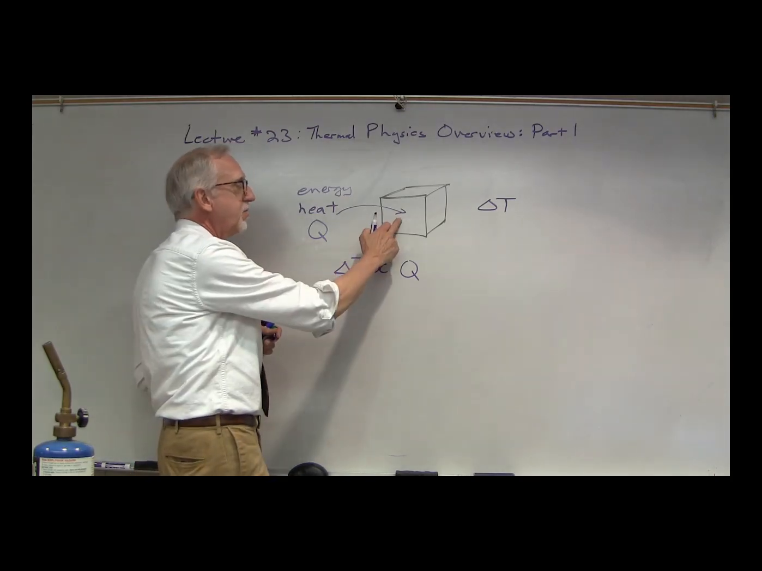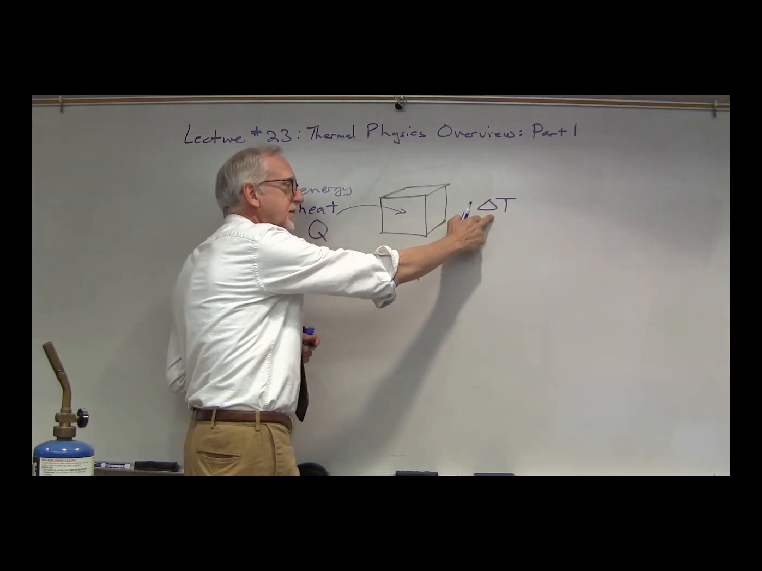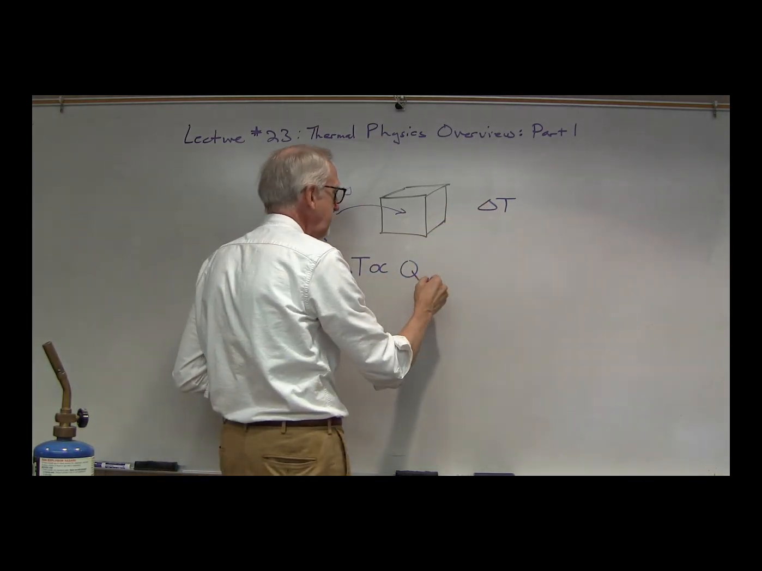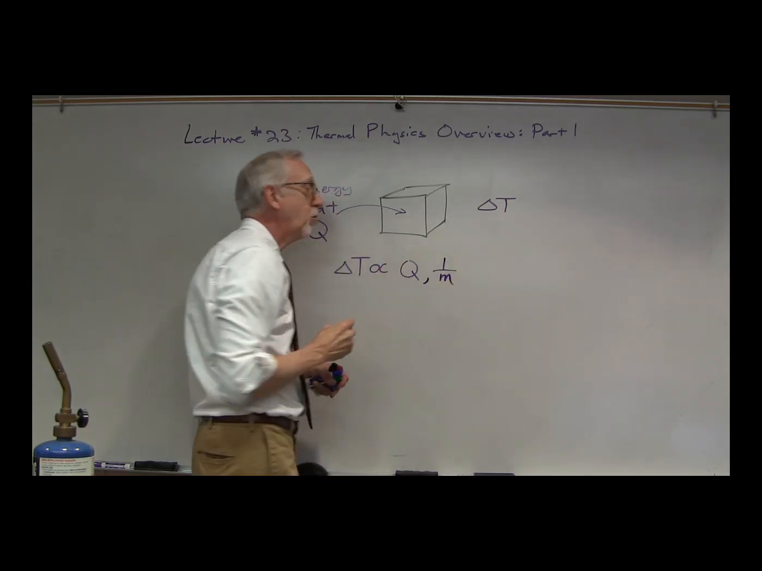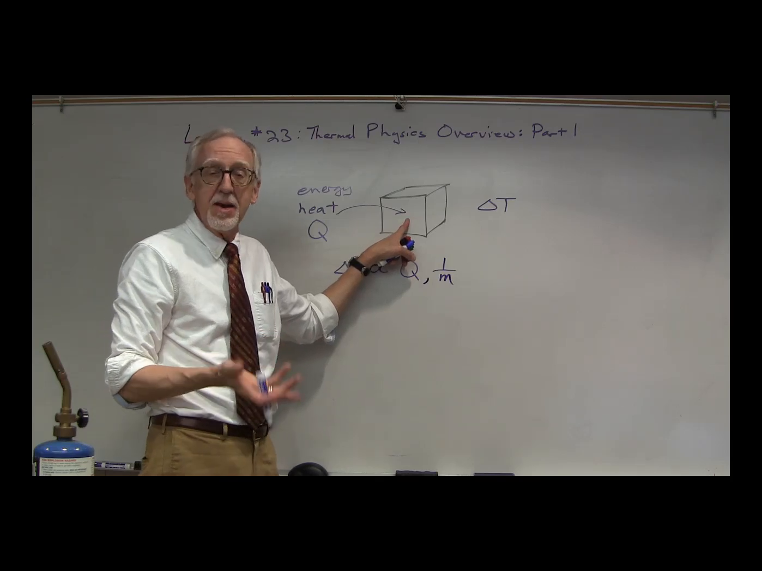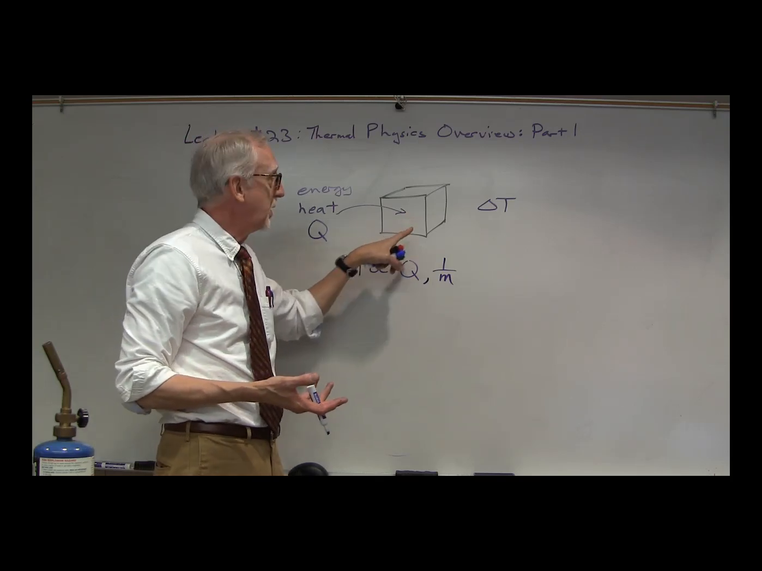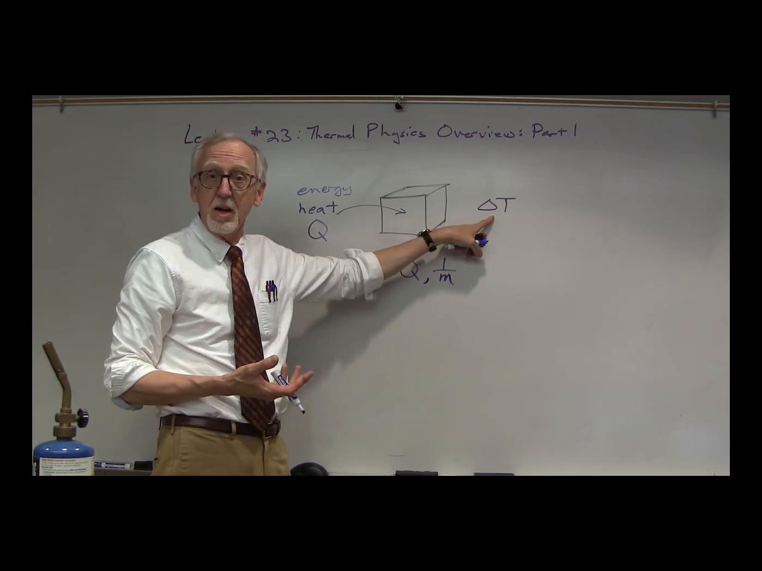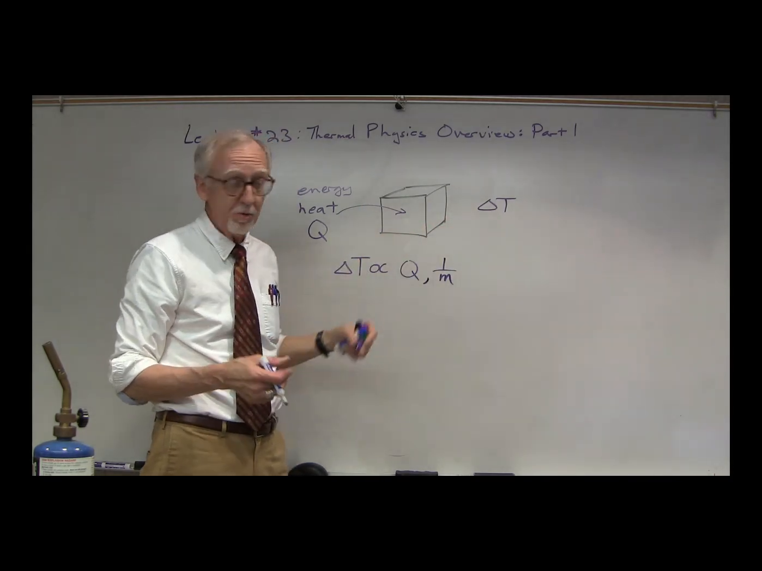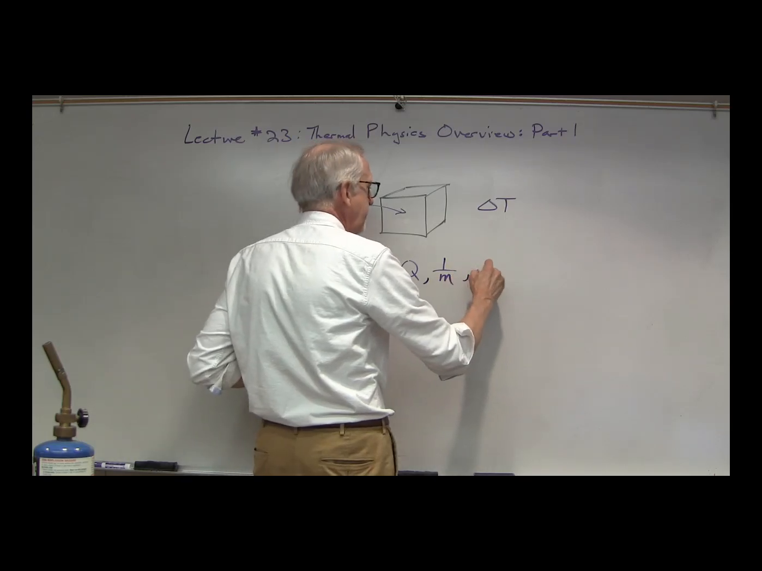So the larger the mass, the smaller the delta T for a given amount of heat. So delta T we expect to be related to 1 over the mass. And then again, we expect it to be dependent on the material. Some materials will have a smaller increase in temperature for the same Q. Other materials will have a larger delta T for the same Q. So somehow this is going to be dependent on the material.